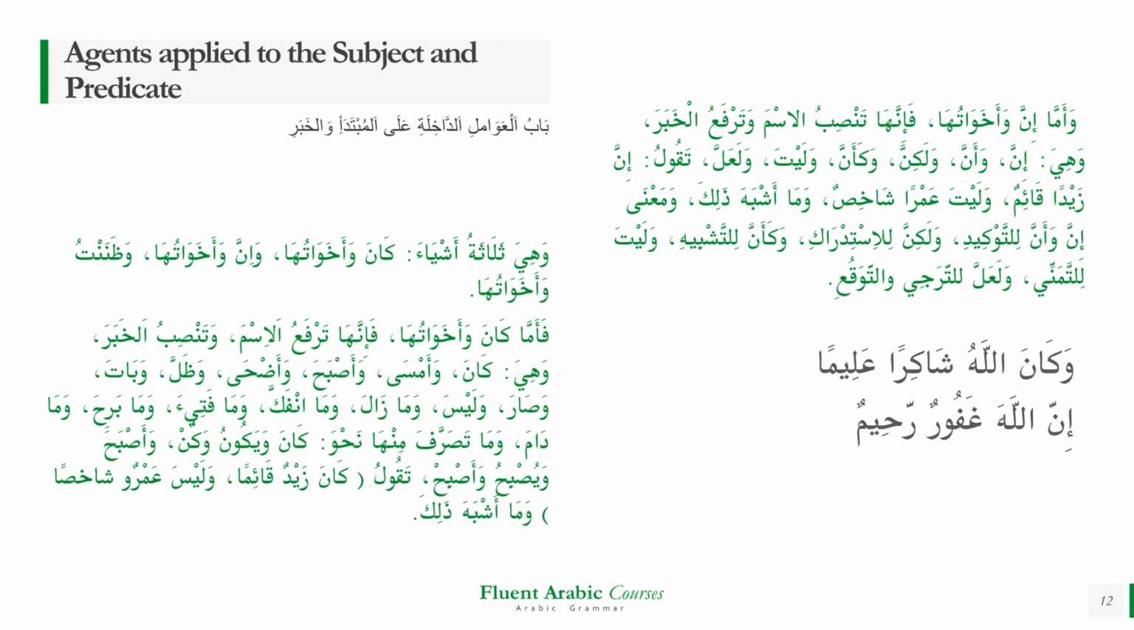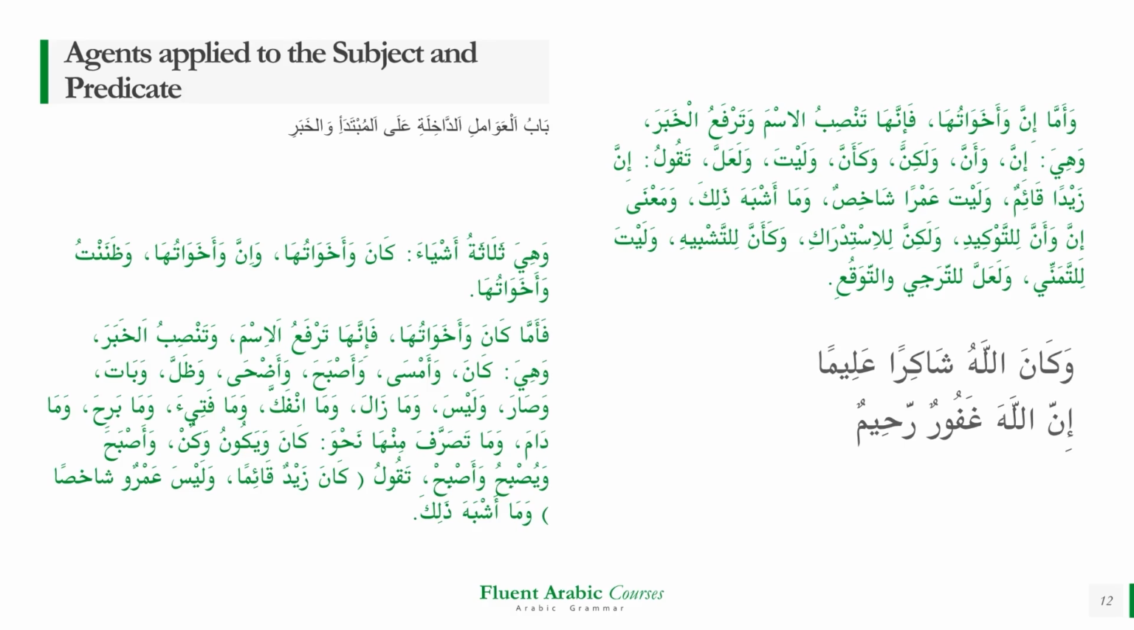باب العوامل الداخلة على المبتدأ والخبر. These are the agents that are applied to the subject and the predicate. There are certain elements that come before the mubtada and the khabar, which have an influence on the i'rab of the same. So what are these things?